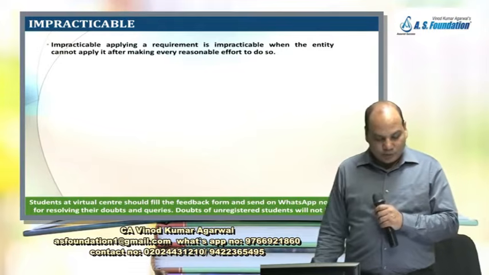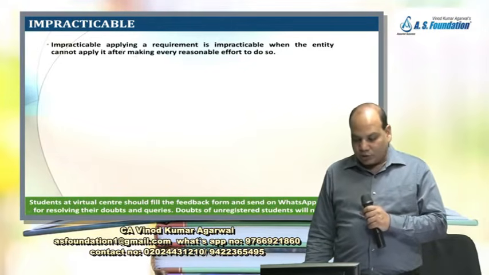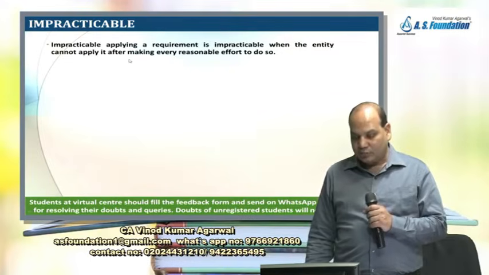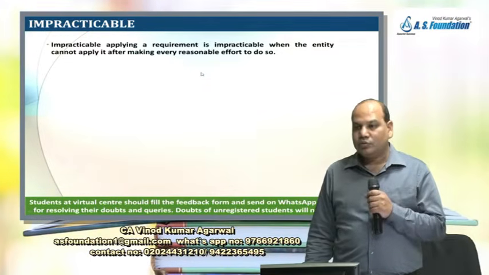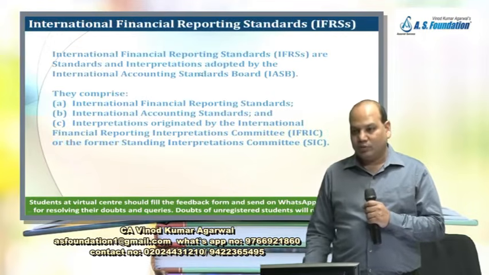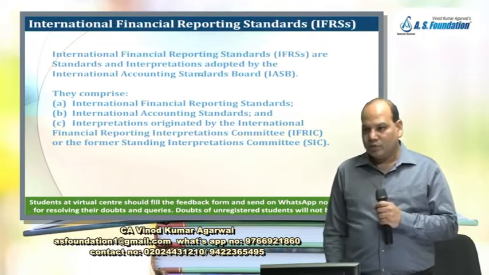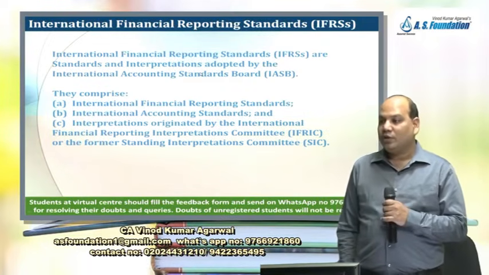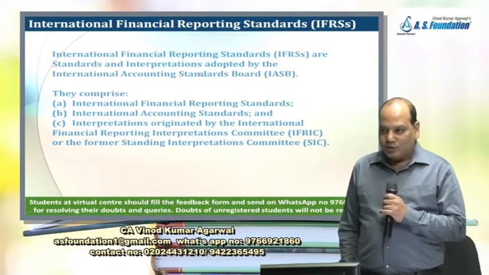So the definition of impracticable means applying a requirement is impracticable when the entity cannot apply it even after making every reasonable effort to do so. For example, finding the fair value of an instrument, because there may not be any fair value available and you don't have the expertise to find the fair value of such items.